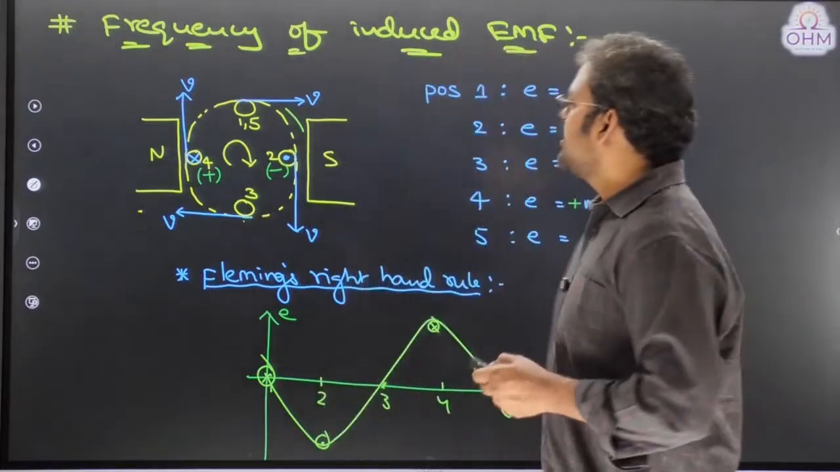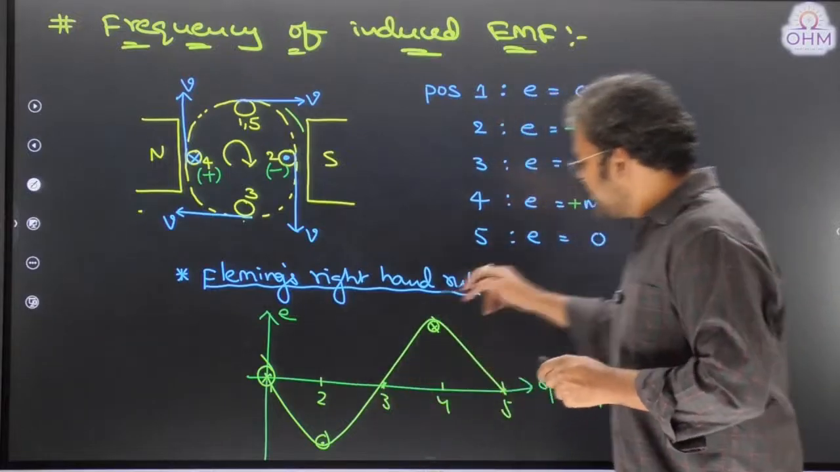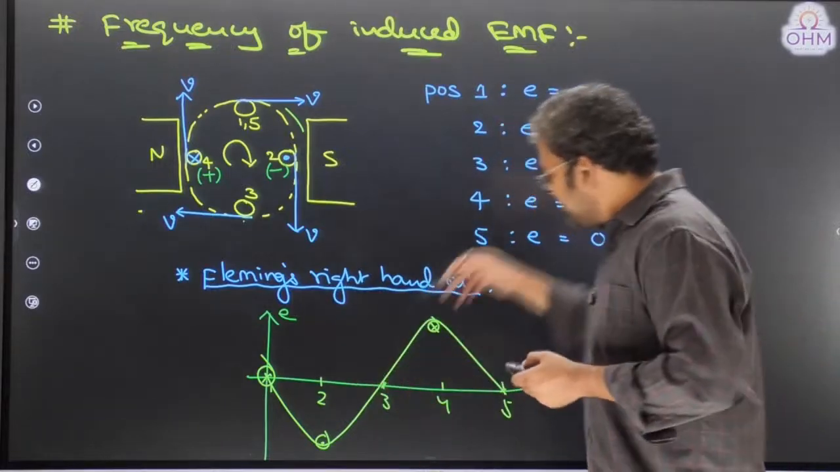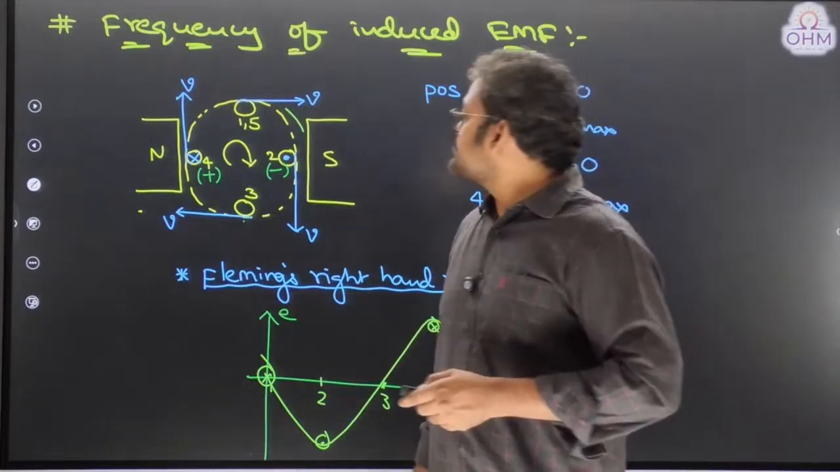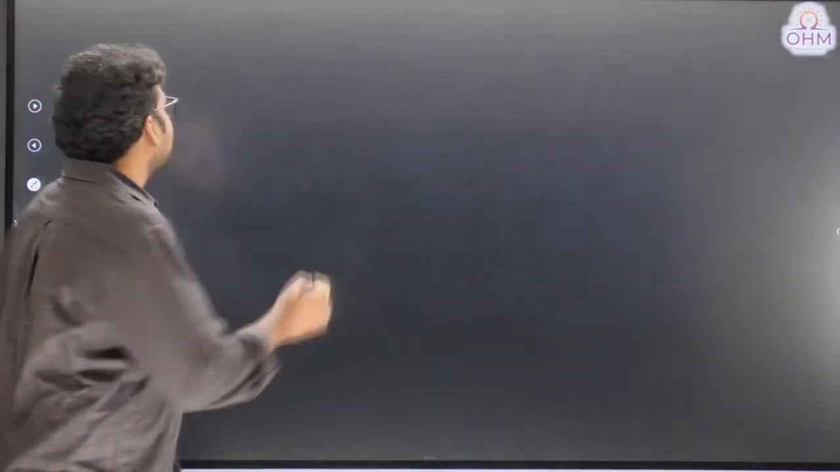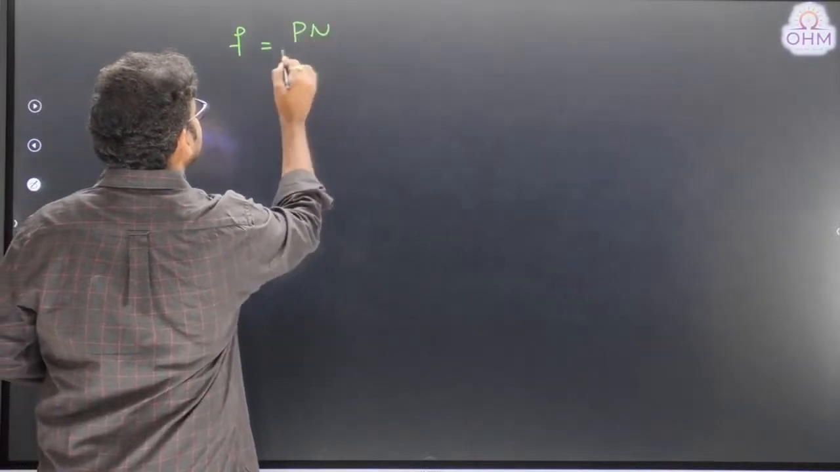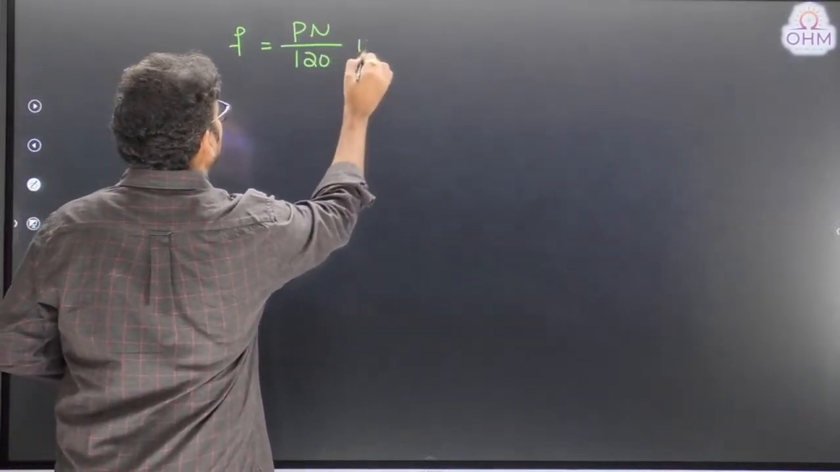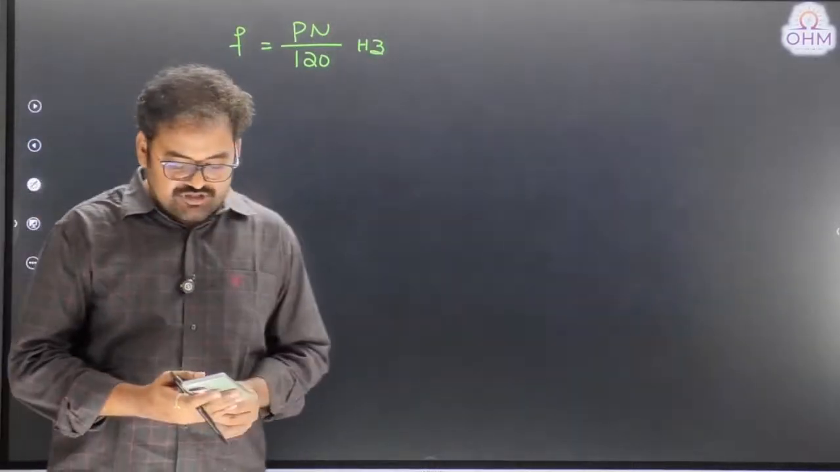Correct? Okay. And now, the next question is: it is a sinusoidal, or you can say alternating EMF, that is fine. Then what is the frequency of that induced EMF? I'm not proving that formula, but we know the frequency of induced EMF is equal to P into N divided by 120 Hertz. Okay, P into N divided by 120 Hertz.